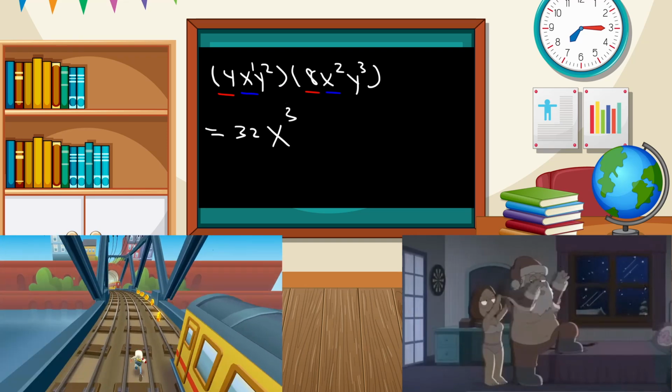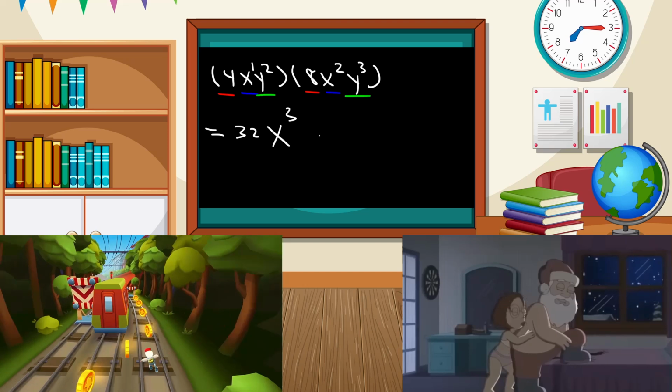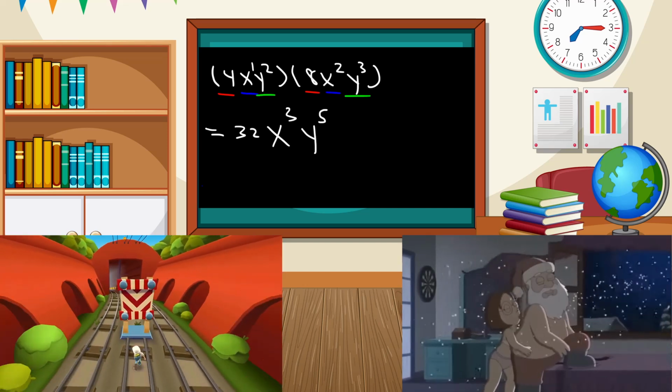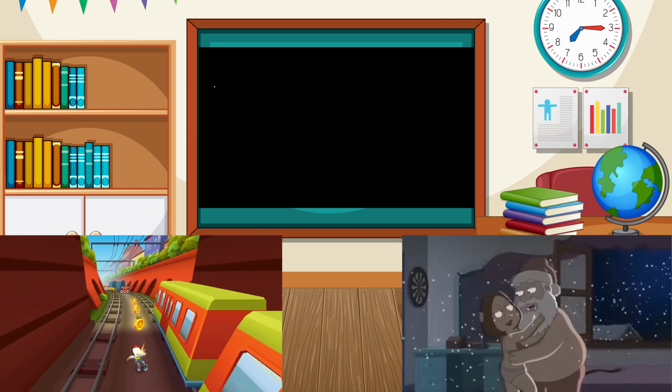And then we need to multiply y squared by y cubed. So we need to add 2 and 3. 2 plus 3 is 5. And so this is our answer: 32 x cubed y to the 5th power. Now let's work on some practice problems.